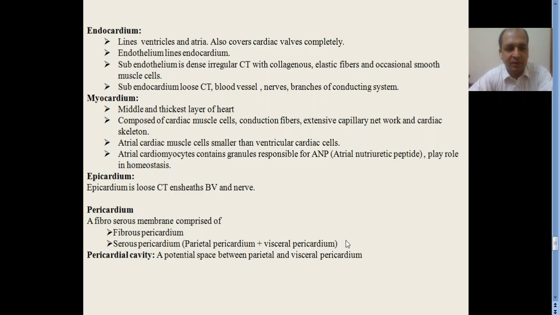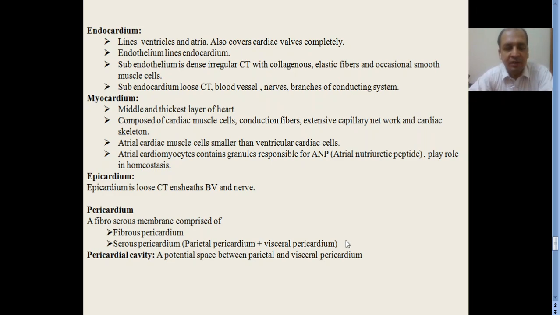The myocardium basically consists of cardiomyocyte cells, some conduction fibers, and there is an extensive capillary network present in this area because it is a highly metabolically active organ in the body that works 24 hours. Therefore the capillary network present here is more abundant.